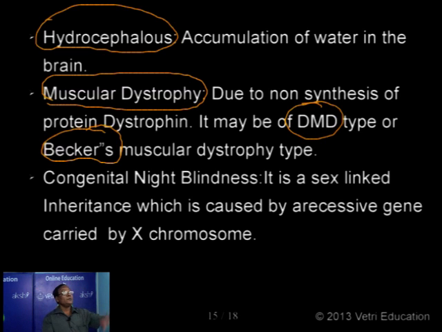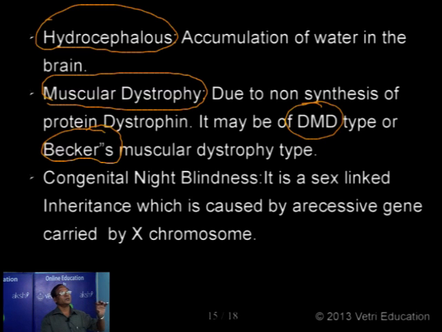Now, DMD is the most severe. It affects mostly males. The onset is at the age of 10. By 10, the child uses braces for walking. By the age of 12, the child uses a wheelchair. By the age of 25, the child dies. So 10, 12, 25 are the different stages. It's the most severe. The next one, Becker's, is a minor one. It doesn't cause much harm to the body. That is Becker's muscular dystrophy.